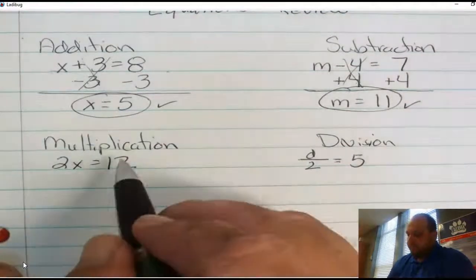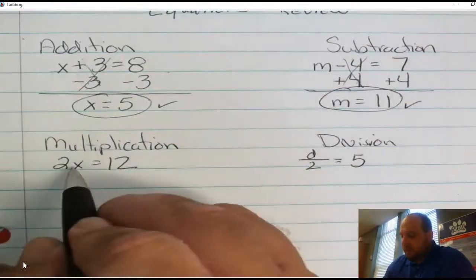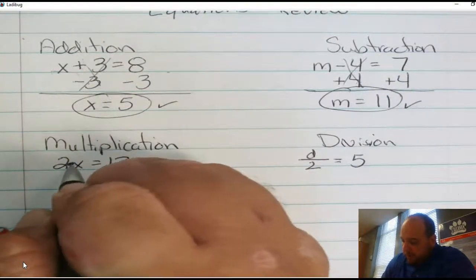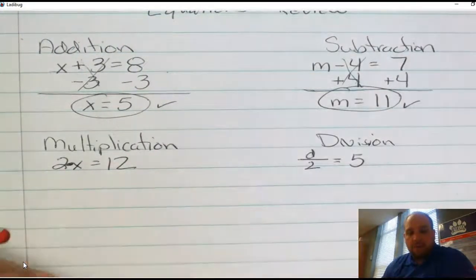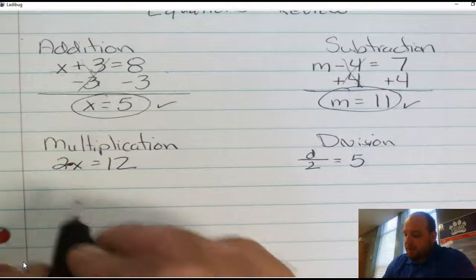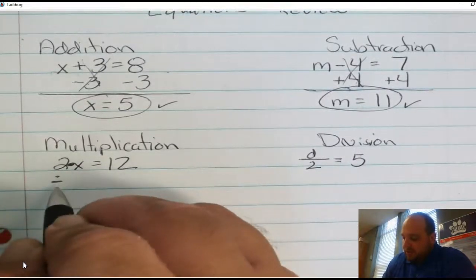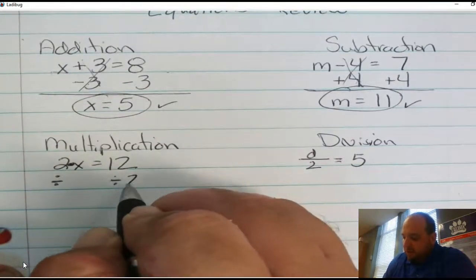Multiplication. How do I undo multiplication? I undo multiplication by doing division. We need to remember that this means multiply right here. When there is no sign between a number, a coefficient, and a variable, that means multiplication. How do I undo multiplication? By division. Sometimes you're going to see me write division with a division sign like this. Sometimes you might see it in fraction form, but we're going to divide.